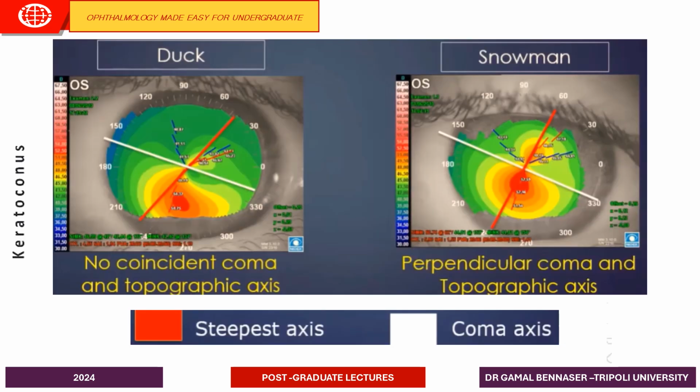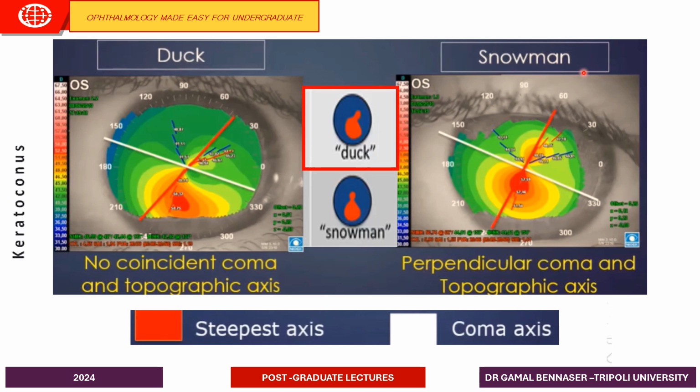Similarly here, this is another example of two different types of keratoconus, the duck type and the snowman type, and both of them belong to the asymmetric keratoconus, as I said before. In these two types, it is better to follow the coma axis to correct the coma axis rather than the topography axis. As you can see here, there is a huge discrepancy. This is perpendicular. The coma axis, which is the white color, is perpendicular to the topographic axis. And also here, there is a huge divergence and discrepancy between the topographic axis and coma axis.